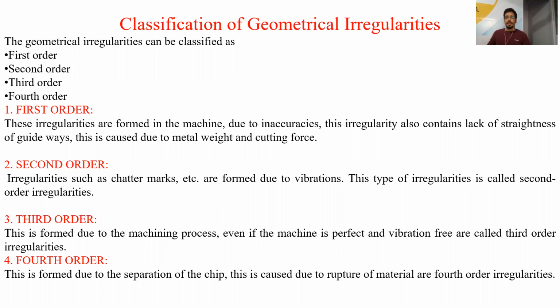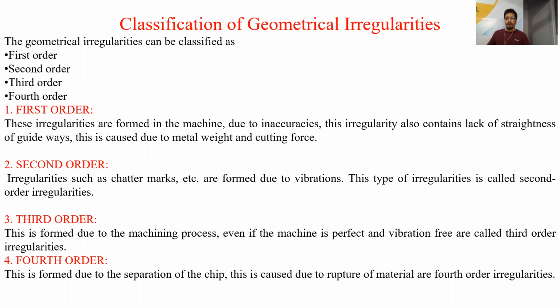Next is third order. This forms due to the machining process, even if the machine is perfect and vibration free, and is called third order irregularity. So third order irregularity is due to what? If the machine is free from vibration and some irregularity occurs on the surface due to the tool or the machining process or the material itself, then it falls under the category of third order.